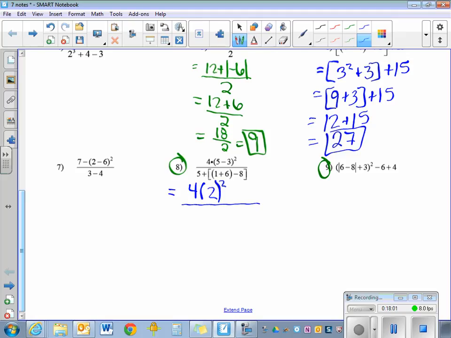Let me ask you this. Do you see any other parentheses or grouping within our problem there? On the bottom. Very good. Okay, so let's take care of those parentheses. We have to work from the inside out again. So we have to deal with the 1 plus 6. What do we get with 1 plus 6? 7. Very good. So we have 7.